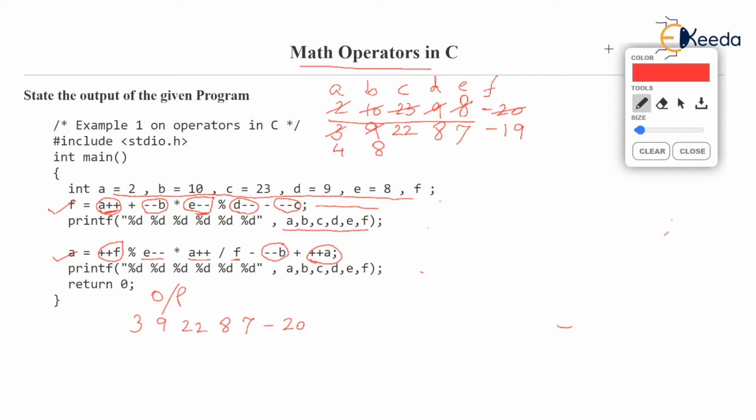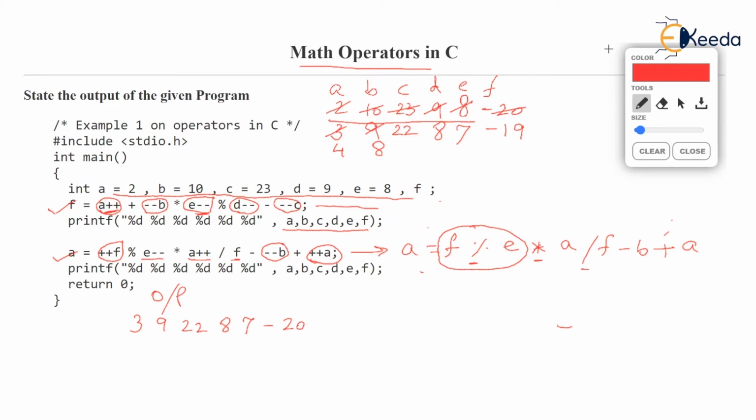Now let us solve the basic expression, and the expression says a should become equal to, okay, drop all prefix and postfix now. Write the basic variables: f percent e into a upon f minus b plus a. Let me check it again. f percent e into a upon f minus b plus a. Okay. So percent, multiply and divide have equal and high priority, but percent comes first among the three. So f percent e will be solved first. Now f percent e means minus 19 percent 7.